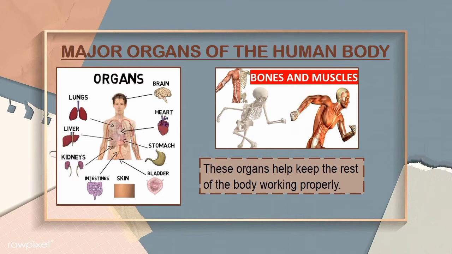The major organs of the human body: brain, heart, stomach, bladder, skin, intestines, kidneys, liver, lungs, bones, and muscles. These organs help keep the rest of the body working properly.